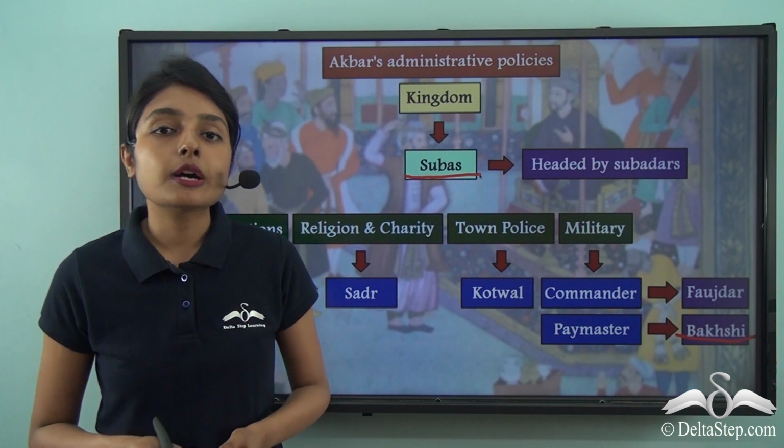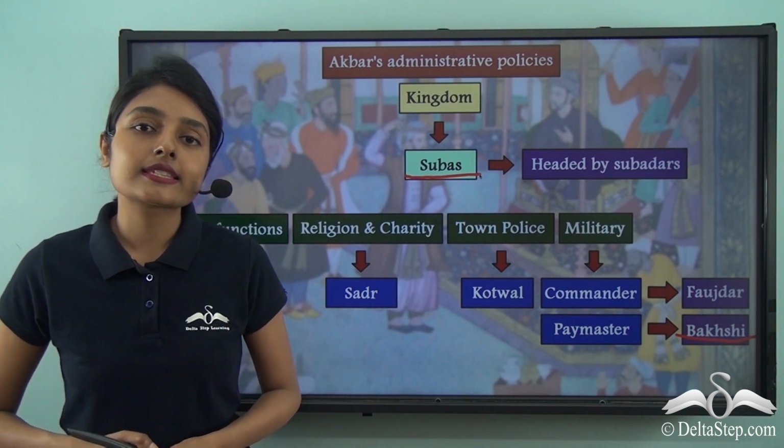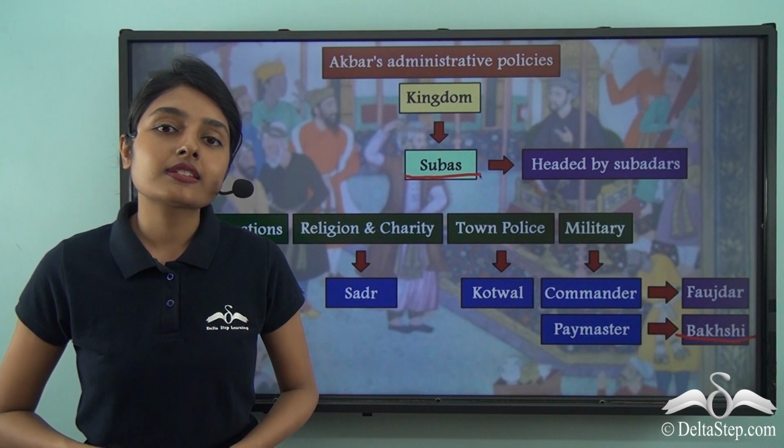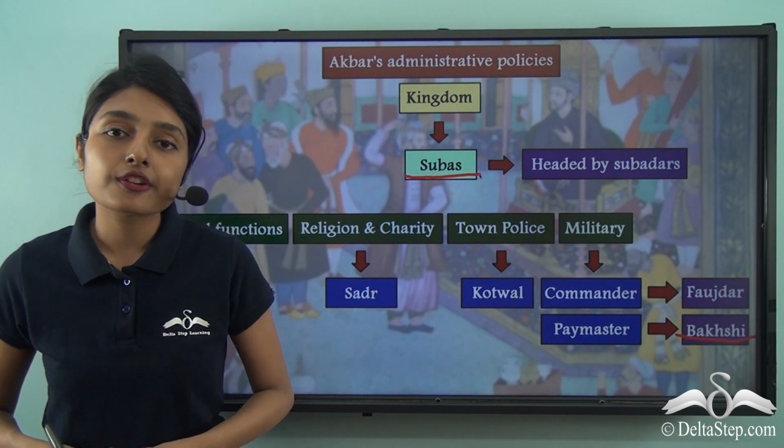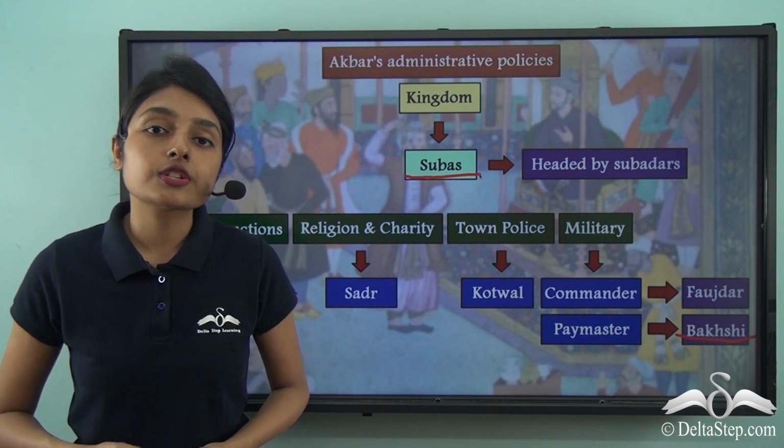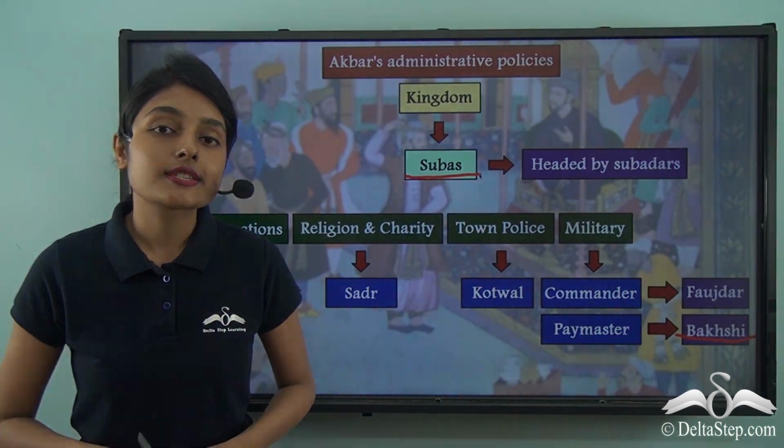So having learnt about Akbar's administrative policies in this lesson, in our subsequent lesson we will be taking up a new line of discussion that would introduce us to Akbar's religious policies.